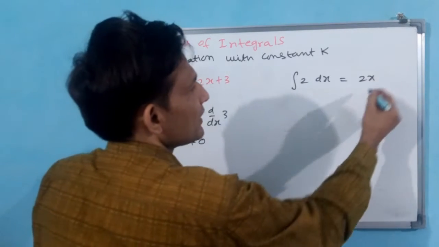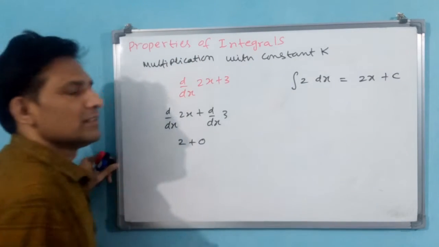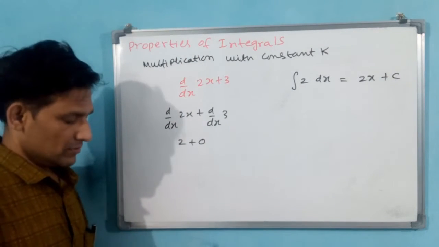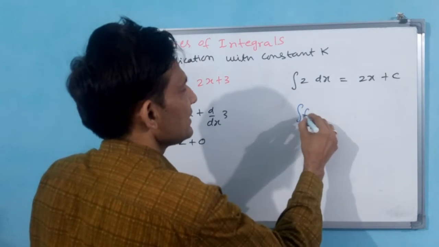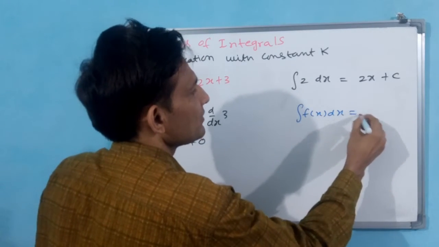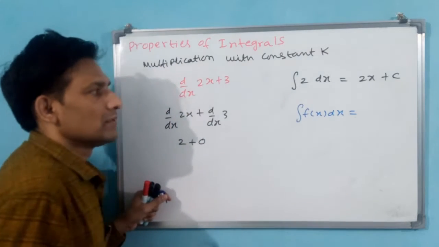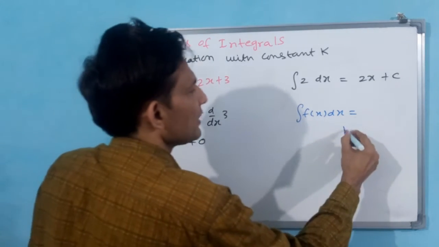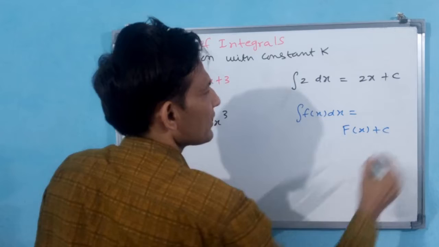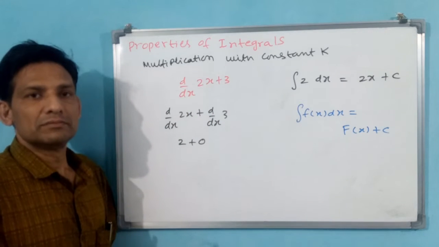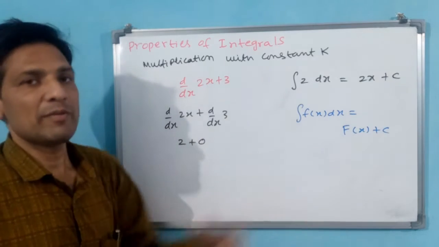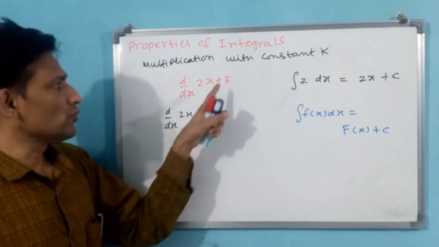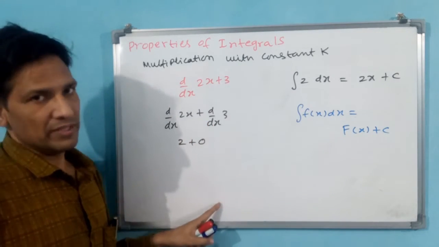3 will not come. That is why you have to write C. Why? Because you don't know. That is the procedure. Better you take like this: integral f of x dx is equal to any one value will come, but you take C also. This constant you take. Why? Because this constant we don't know. This constant may be 3 or something.